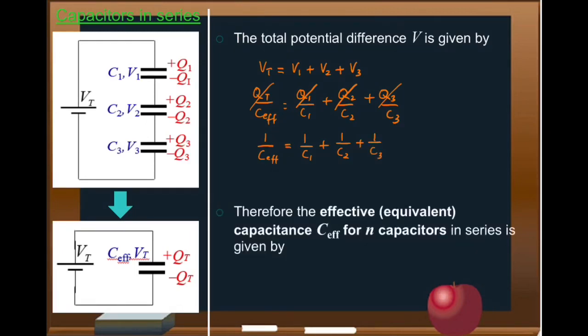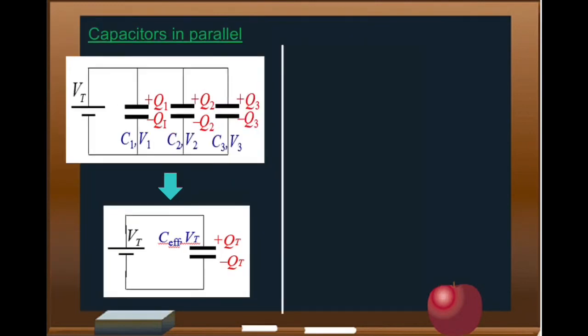Therefore, the effective capacitance Cf for n capacitors in series is given by 1 over Cf is equal to 1 over C1 plus 1 over C2 plus 1 over C3 plus 1 over Cn. So if you have, for example, 5 capacitors, then you will write down the expression until you get 1 over C5. Now we are going to look at capacitors which are connected in parallel.